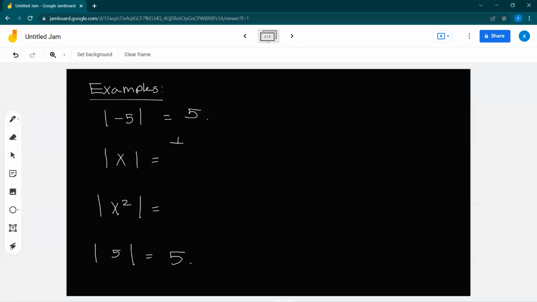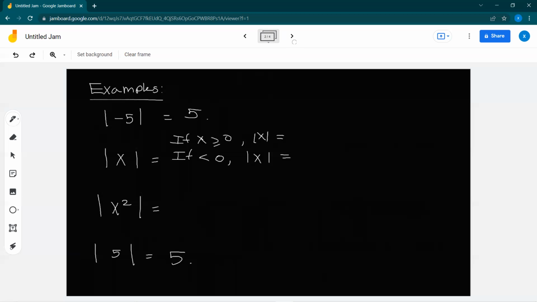So if x is greater than 0, then the absolute value of x is something, right? Sorry, greater than or equal to 0, we can include 0 in that case. If x is less than 0, then what is the absolute value of x? That basically encompasses all our cases.